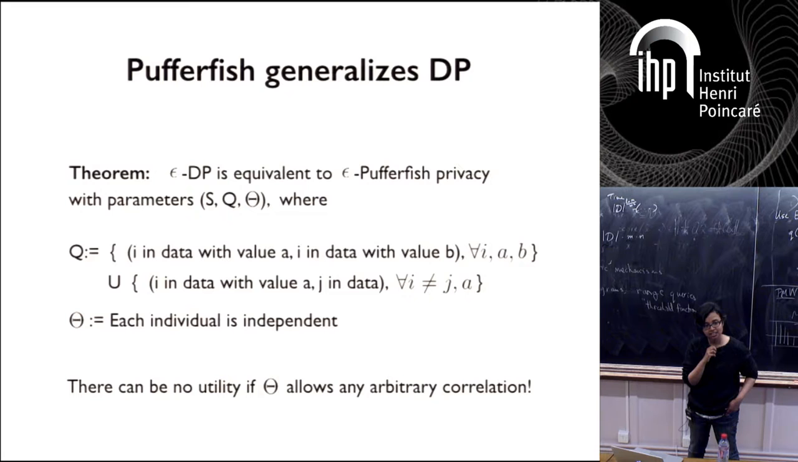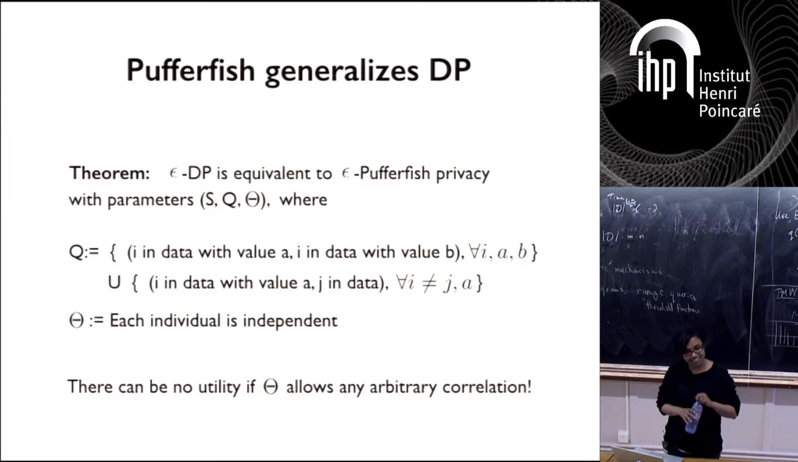So, Pufferfish is kind of... look, I'm not sure if you remember in my talk, at some point there was this kind of Bayesian thing where you say, well, okay, let's imagine you had a prior on the data sets. Yeah. What would this be?